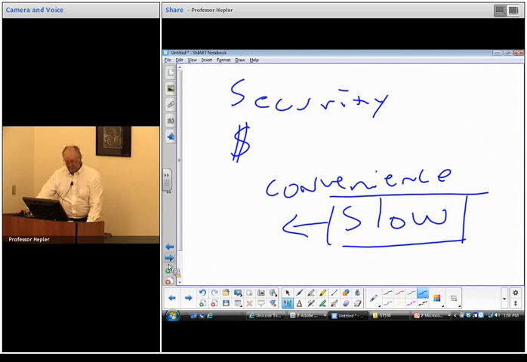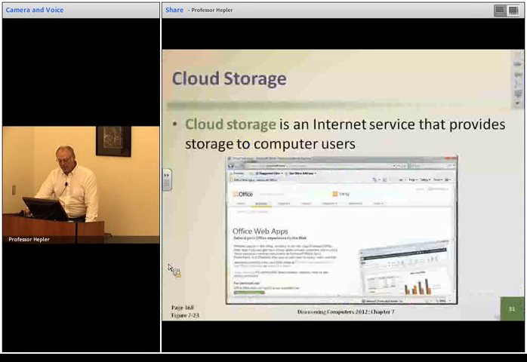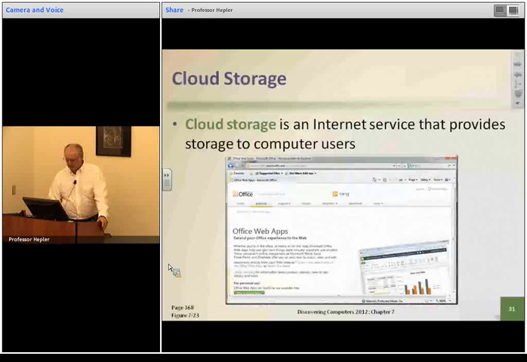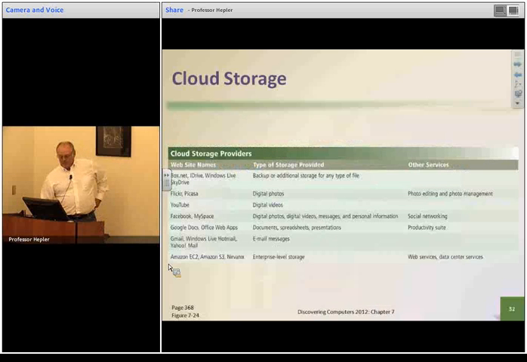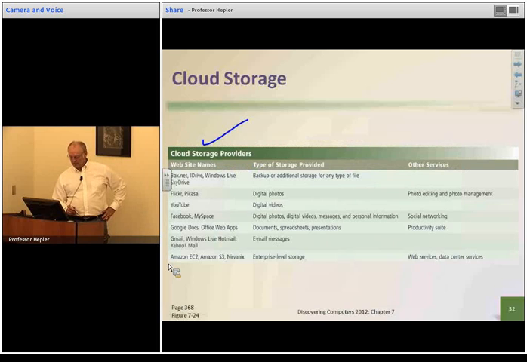So that's the cloud. And you can see here that Microsoft Web Apps uses the cloud to store your documents. Google Docs, there's a chart here. Here's some of the storage providers. If you want to look at these things, the one I use isn't even on here. And I can't think of it right now. But you can check out any of these.